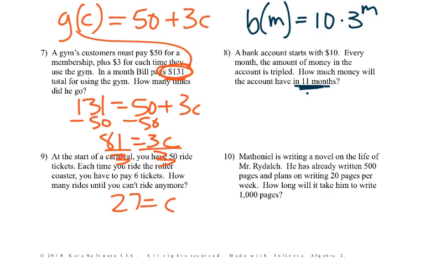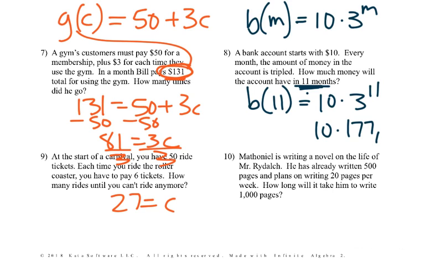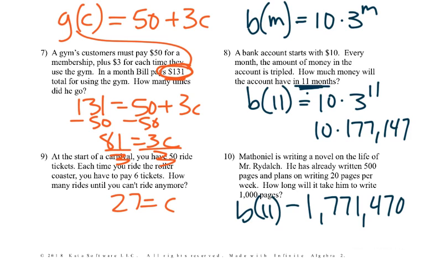So we want in 11 months, so that's our input, so I'm going to go B of 11 equals 10 times 3 to the 11th. So again, I want to use my calculator for all these powers. So 3 to the 11th gets me 177,147 times 10 would be 1,771,470 in 11 months, which would be an awesome return of that $10 investment.